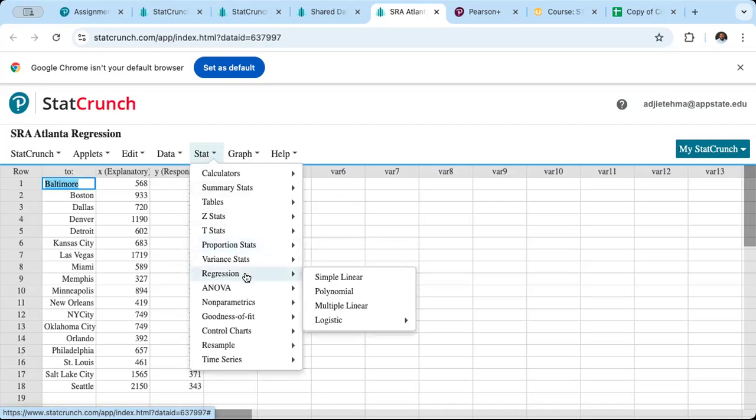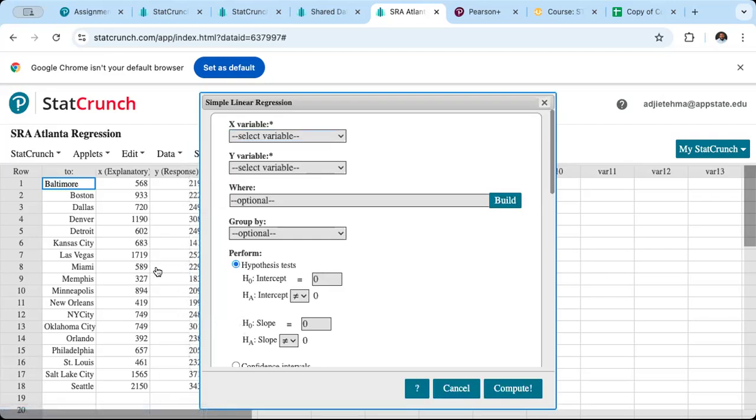So stats, regression, and then we go to simple linear. It's very important you know what to do with StatCrunch because on your exams, you have it available to you. So you have to be able to know what to do. Is that okay? So I go to stats, then I go to simple linear. And then I click on simple linear.